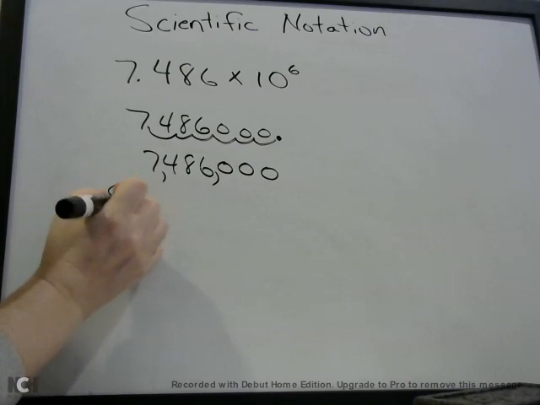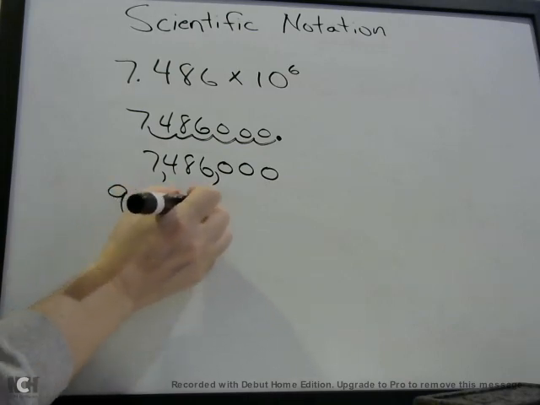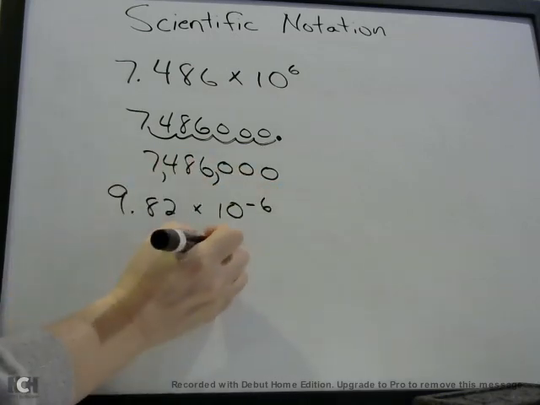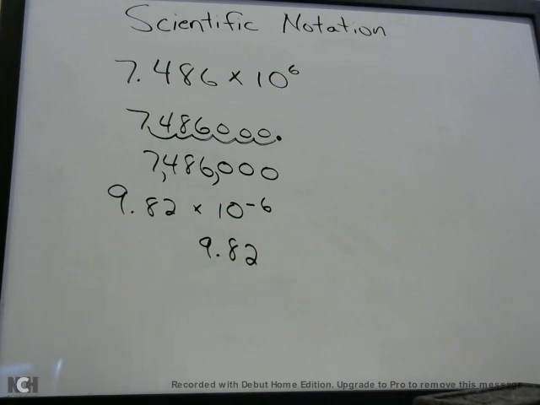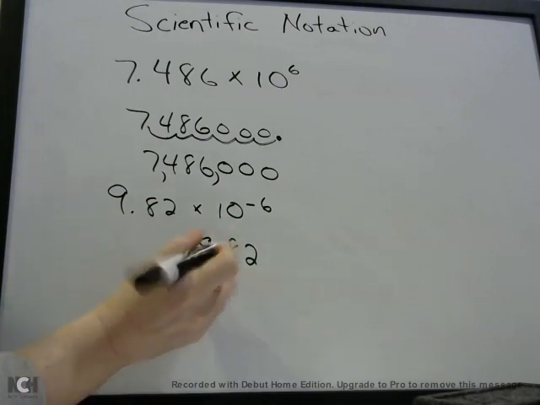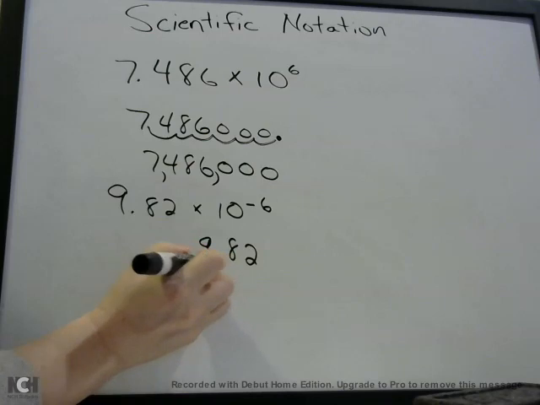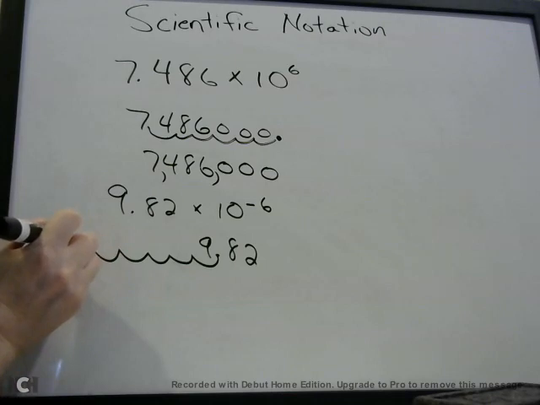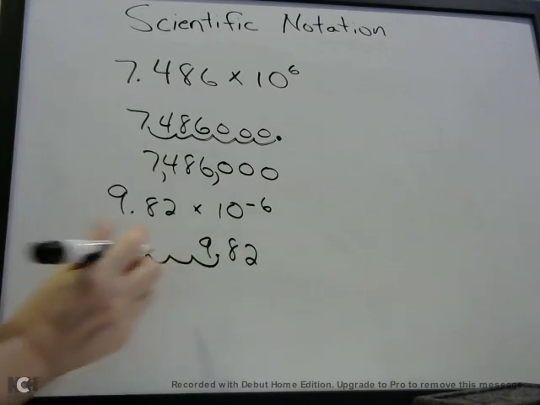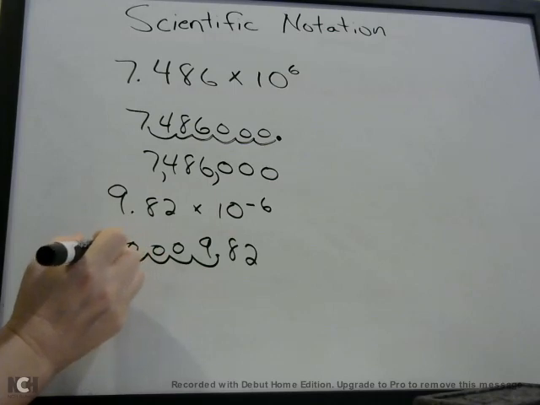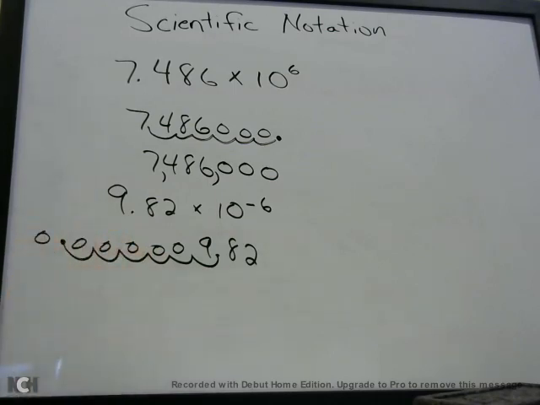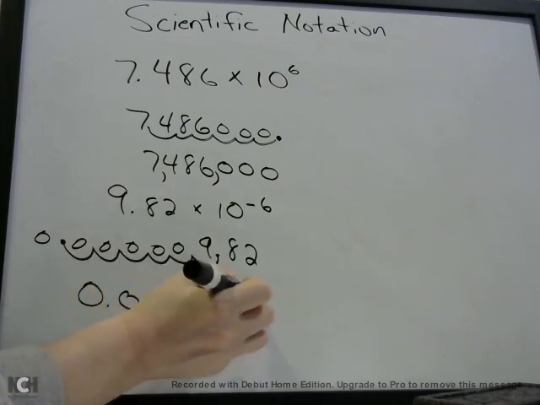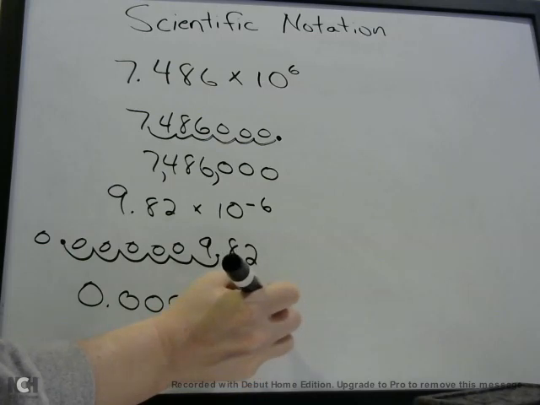Let's do one with a negative exponent. 9.82 times 10 to the negative 6th. So we're going to take 9.82, start at the decimal point, and move it over to the left now 6 spots. 1, 2, 3, 4, 5, 6. Put the decimal point. We fill these in with zeros. 1, 2, 3, 4, 5 zeros, and we can put a 0 out in front. So we have 0.1, 2, 3, 4, 5 zeros, 9, 8, 2.